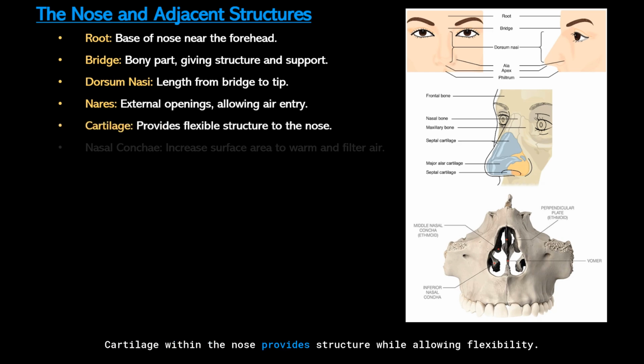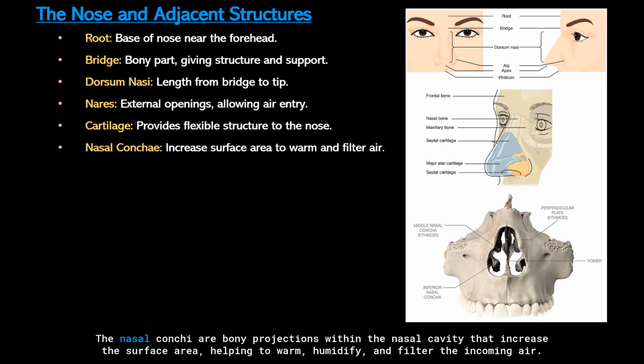Cartilage within the nose provides structure while allowing flexibility. The lateral, alar, and septal cartilages form the framework of the nasal tip and support the nares. The nasal conchae are bony projections within the nasal cavity that increase the surface area, helping to warm, humidify, and filter the incoming air.